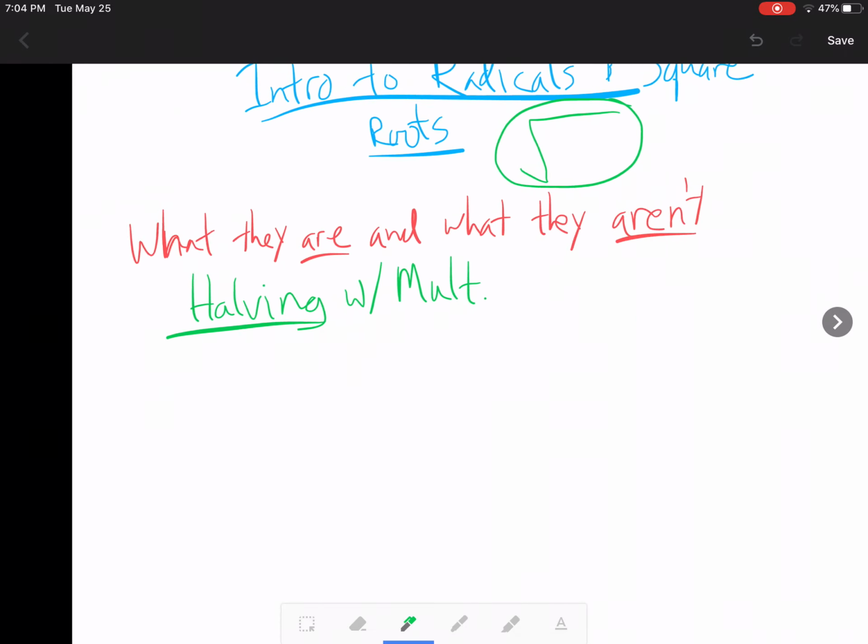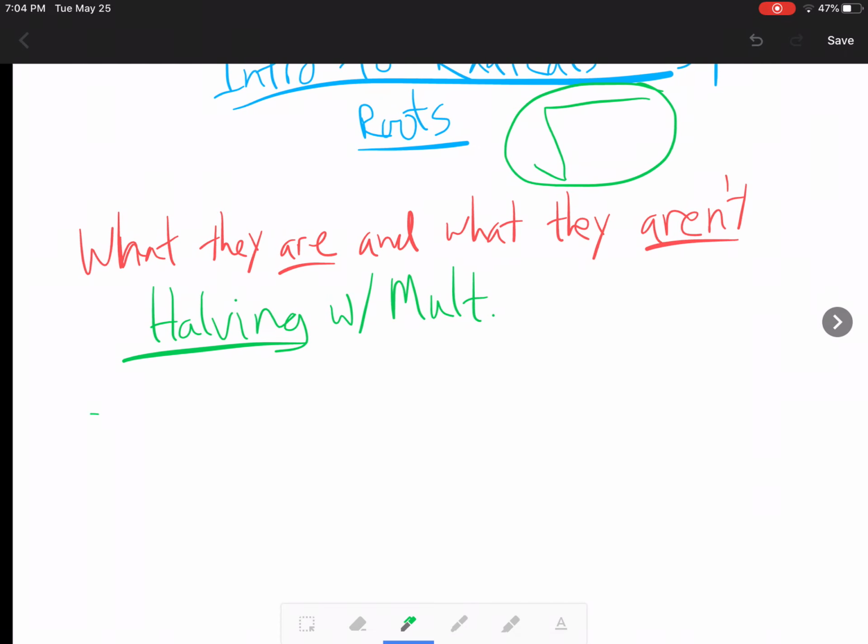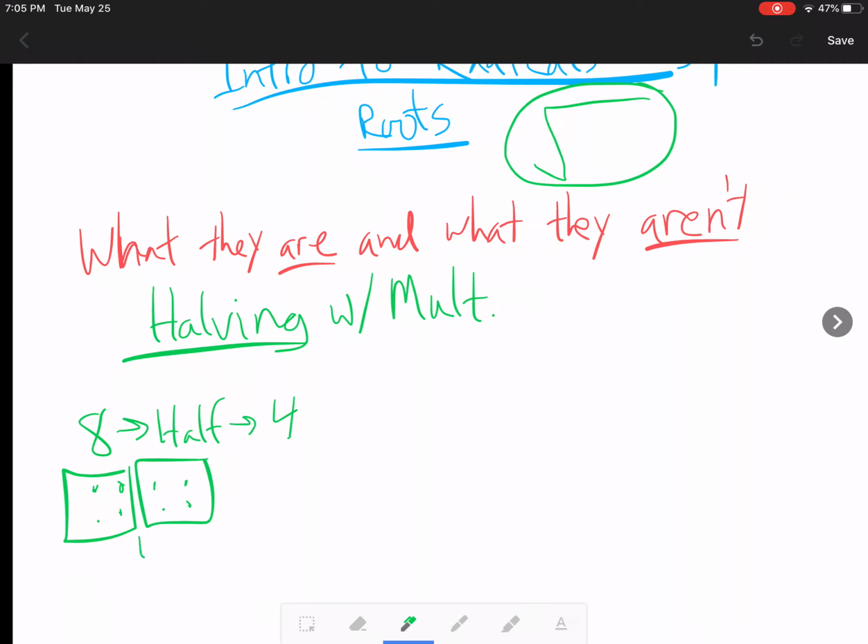For example, if we were to take a look at the number 8 and we wanted to half it, we all would say, hey, that is 4. Because what we can do is take 8, 1, 2, 3, 4, 5, 6, 7, 8, and break it into two groups of 4. And when we add those two groups, we now get 8.